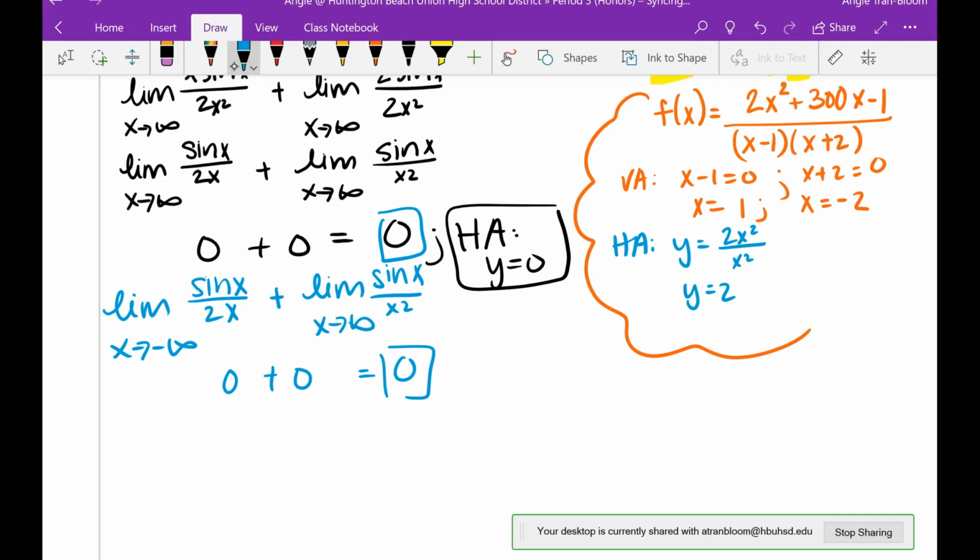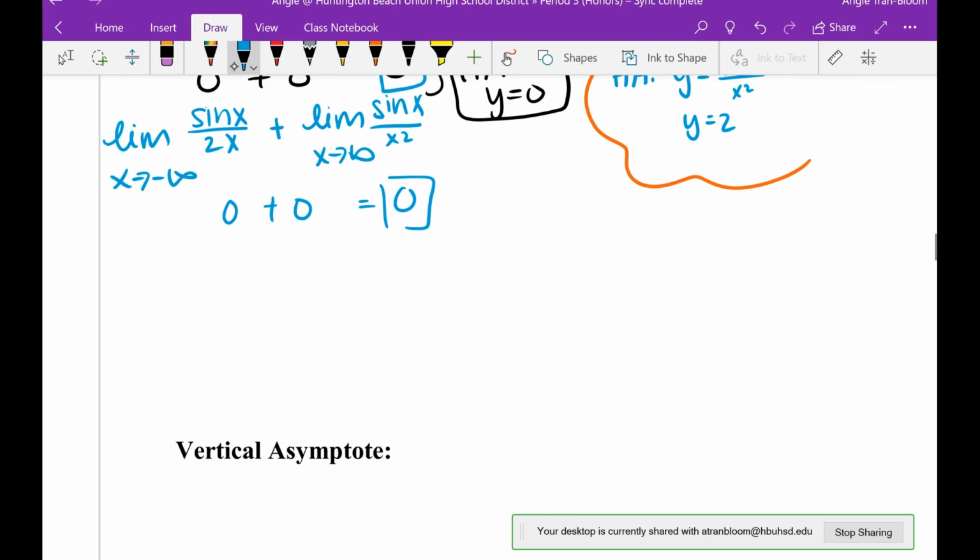Another question. Do you think these two, x approaches negative infinity and x approaches positive infinity, will always be the same? No, just because this example is doesn't mean it will always. Okay. All right, let's move up really quickly.